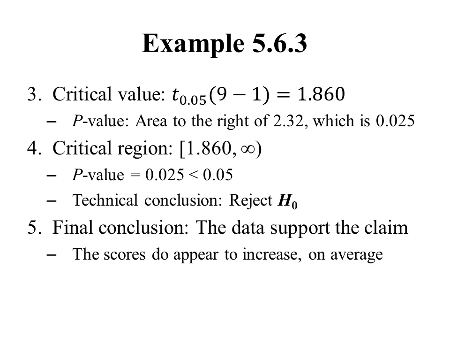The last step is to state our final conclusion. The original claim did not contain equality, and so our final conclusion is that the data indeed support the claim. What that means in even less technical terms is that our scores do appear to increase on average. Doesn't mean that every score increases. We already saw that from the data, but it looks like on average scores do appear to increase.